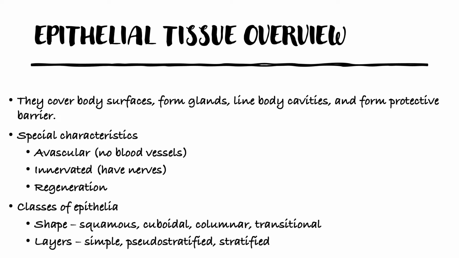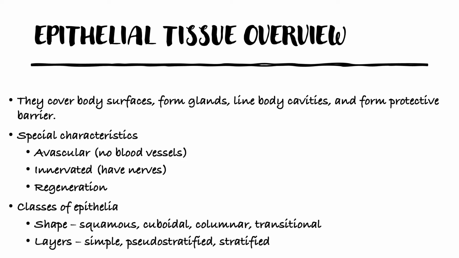So this is all just a general overview, and I discussed in the previous video their special characteristics in that they are avascular, which means that they do not have any blood vessels. One of the ways they get their nutrients is from the tissue surrounding them, the tissue below. Especially when you have stratification, the top layers are going to be considered dead because they're very far away from blood supply.